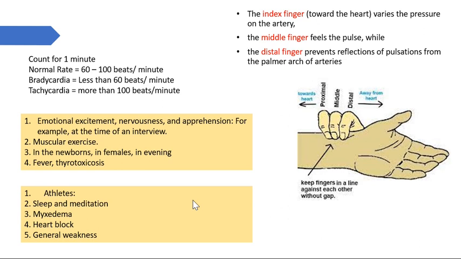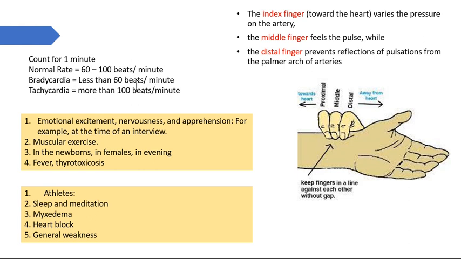Now most importantly, you should know how to calculate pulse and which fingers to use. So this you have to know. The index finger we use, which is toward the heart, varies the pressure on the artery. With the middle finger, we feel the pulse. The distal finger prevents the reflection of pulsation from the palmar arches. Then you have to count the pulse for 1 minute. The normal pulse rate you should know is 60 to 100 beats per minute.